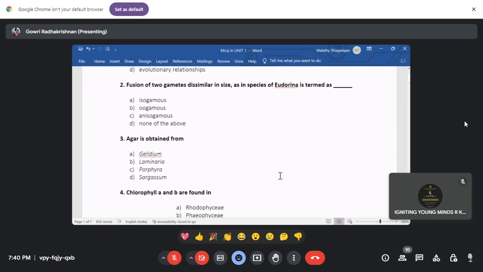All right, next one. Fusion of two gametes dissimilar in size, as in species of Eudorina, is termed as fusion of two gametes of dissimilar size. You forget about the Eudorina or whatever. It's just some example they are giving. But what you have to look at is what do you give the name for two gametes dissimilar in size? Anisogamous. Option C.